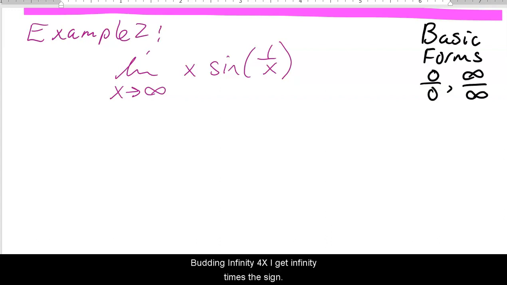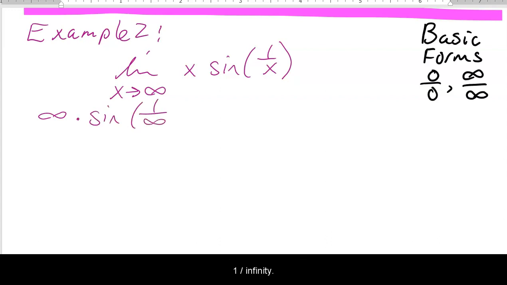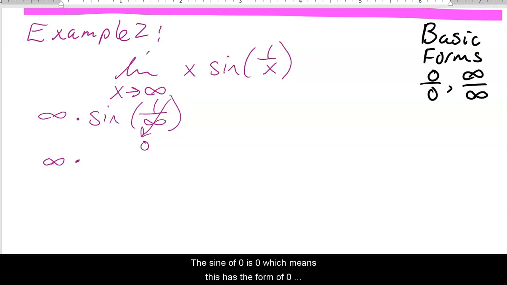Plugging infinity in for x, I get infinity times the sine of 1 divided by infinity. A constant divided by infinity goes to 0. We can indicate that with a diagonal arrow and a 0 at the end of the arrow. The sine of 0 is 0, which means this has the form of 0 times infinity, or infinity times 0. This means I could do L'Hopital's rule if I can get it in a form where the numerator function and the denominator function are differentiable at infinity.